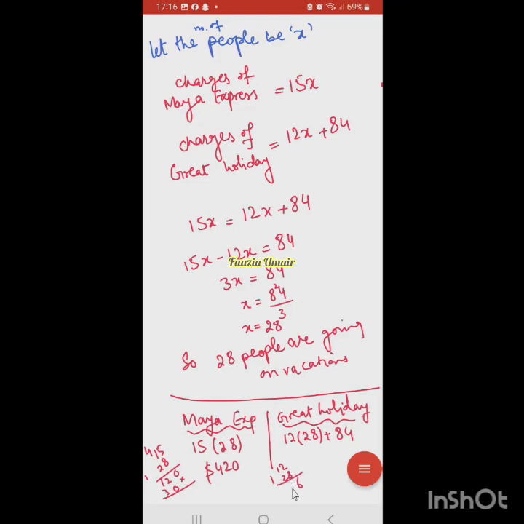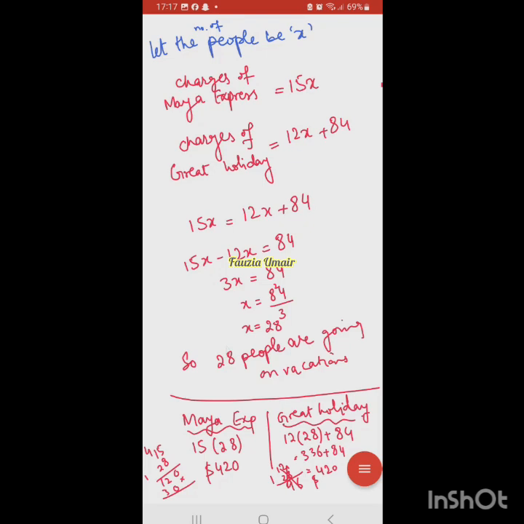Ma'am, 336. 336 plus 84 कहाँ आ जाता है? 420. So both are charging $420 if there are 28 people going.